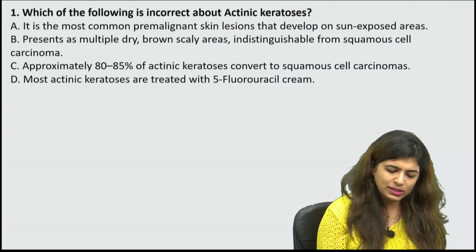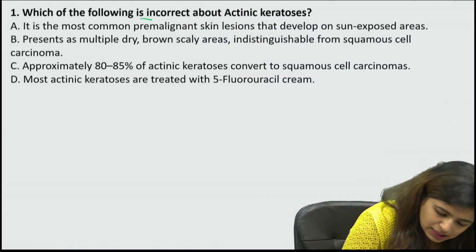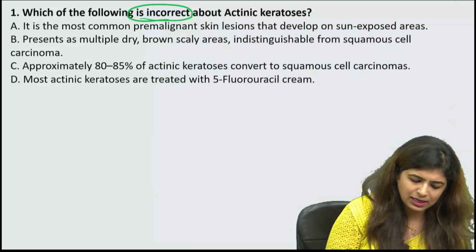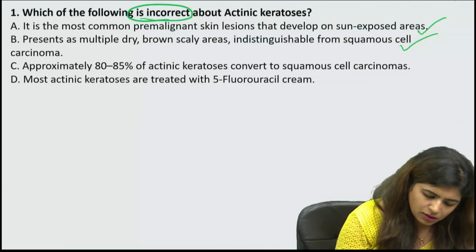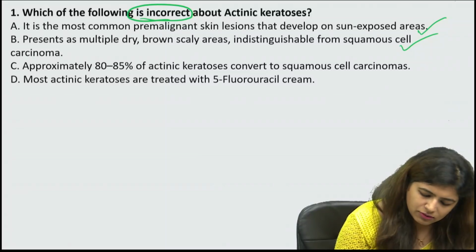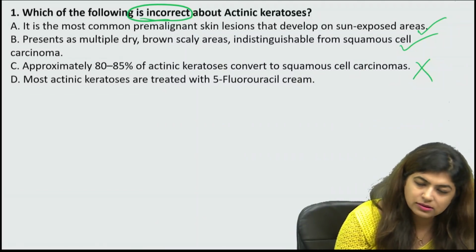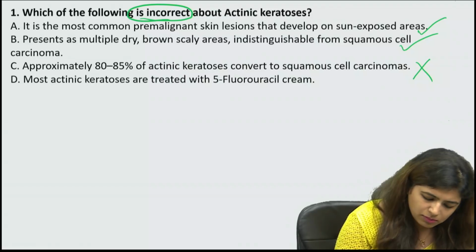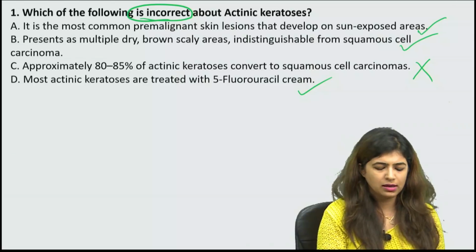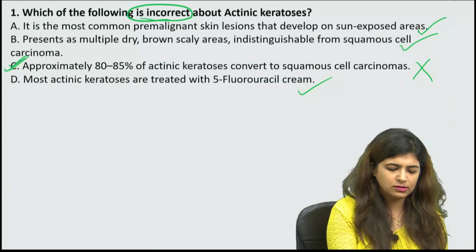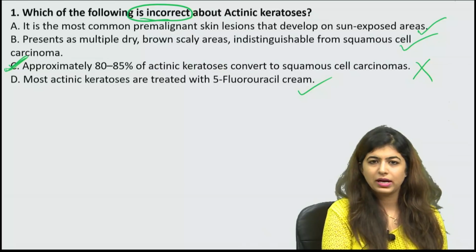Now, coming back to the question, which of the following is incorrect about AK? This is the most common pre-malignant skin lesion. Correct. Dry, scaly, brown area indistinguishable from SCC. Correct. Approx 80 to 85% of AK convert to SCC. No, the answer is only 20%. Most actinic keratosis treated with 5-FU cream. Yes. So the answer to this question is option C. All right. Good.